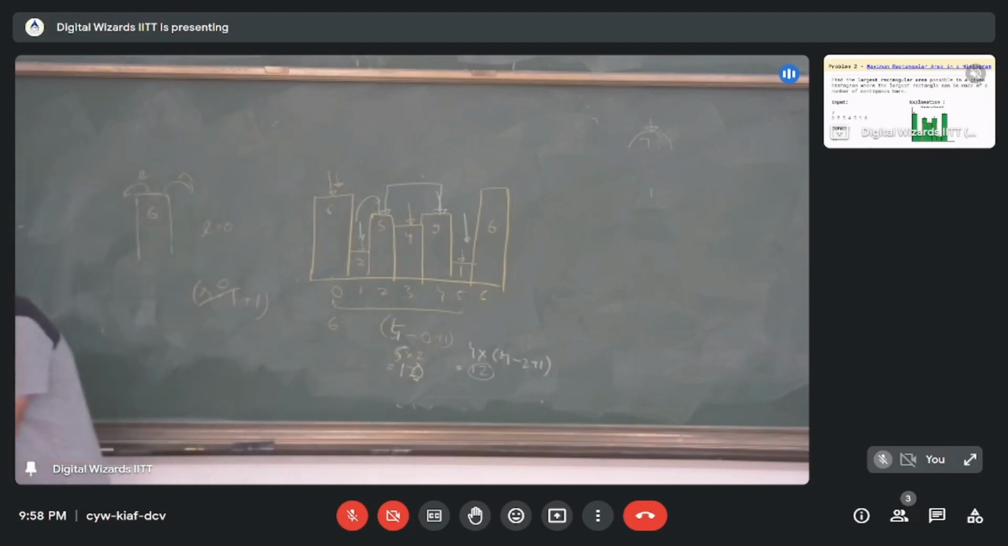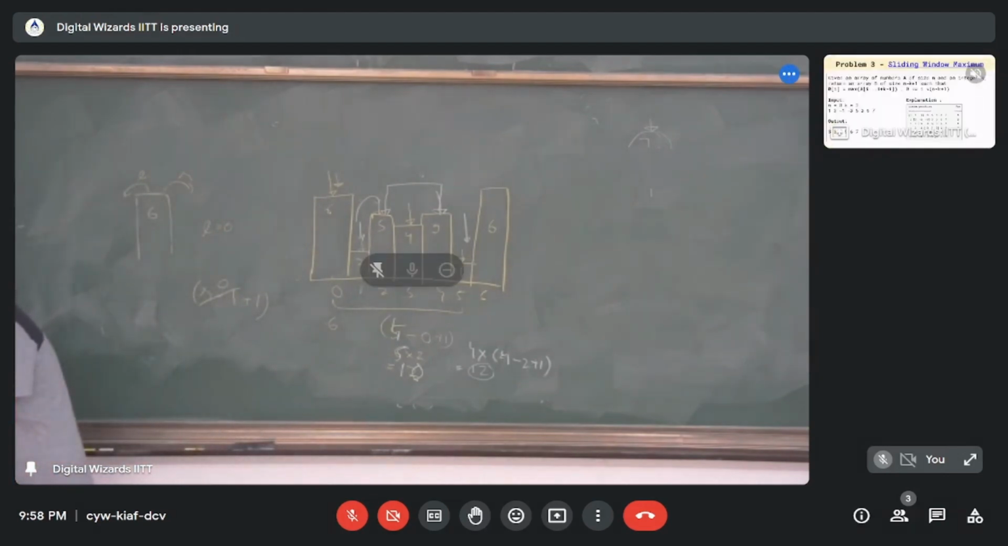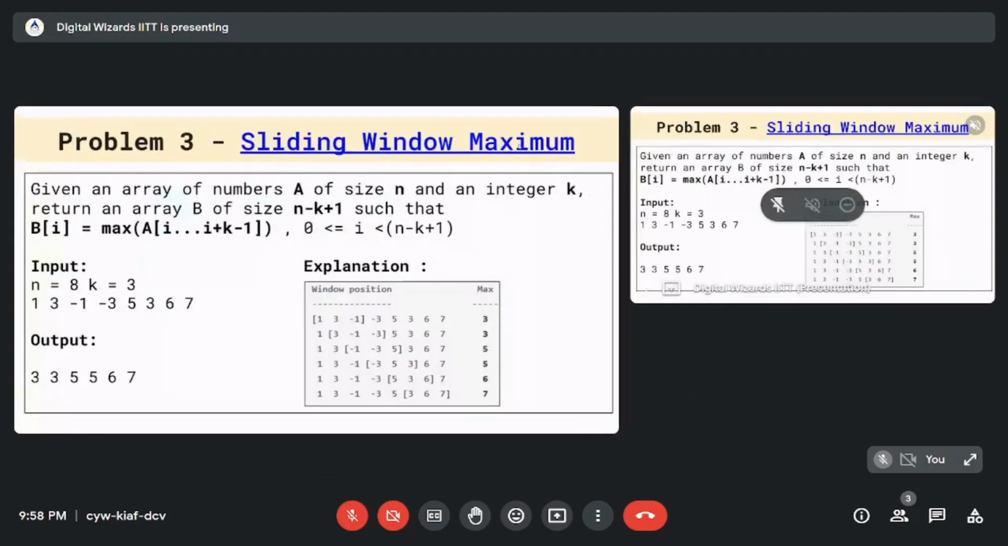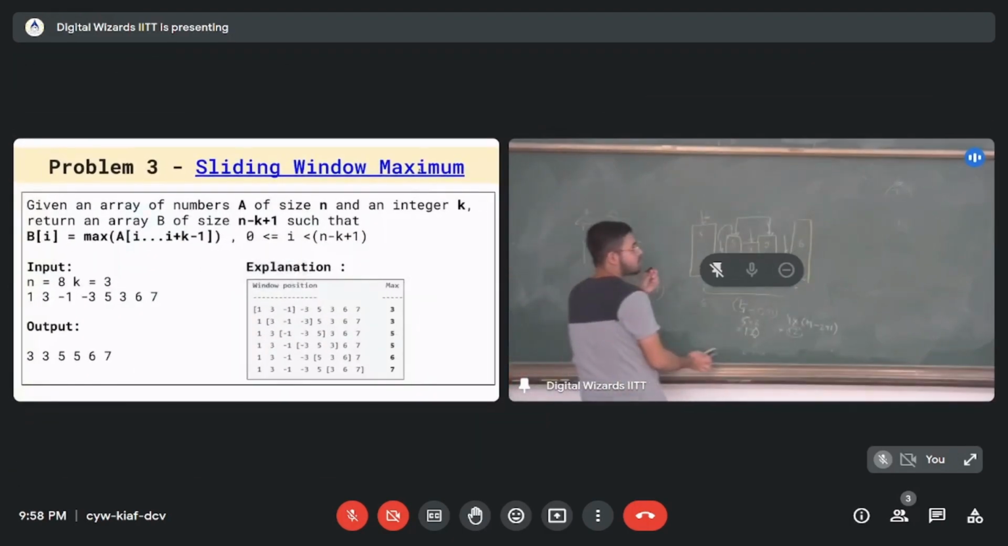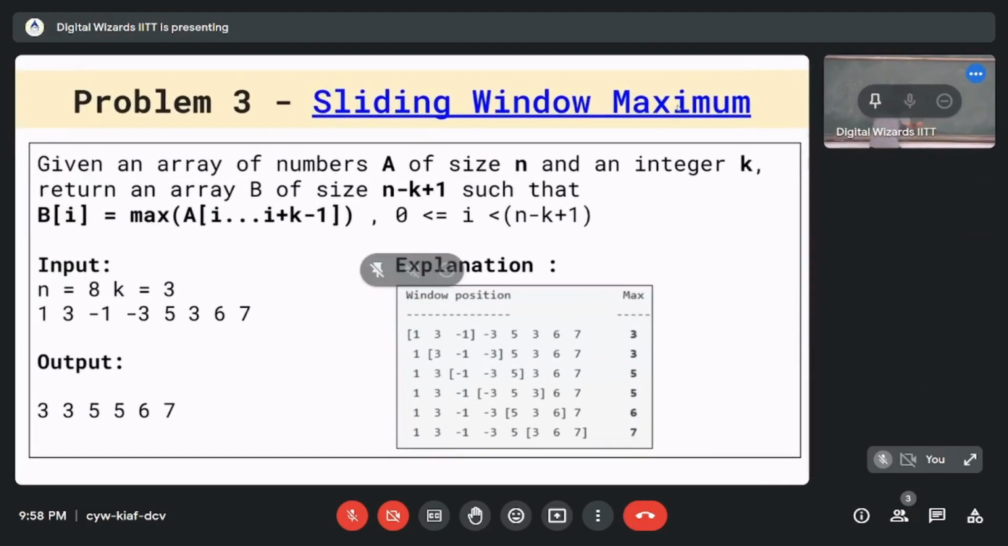Okay, so let's look at the next problem. It's another interesting problem. I want you to understand this problem first. So I would like you guys to focus on the diagram.